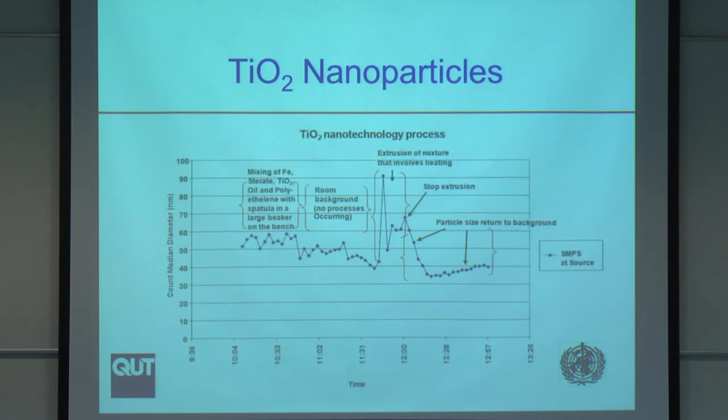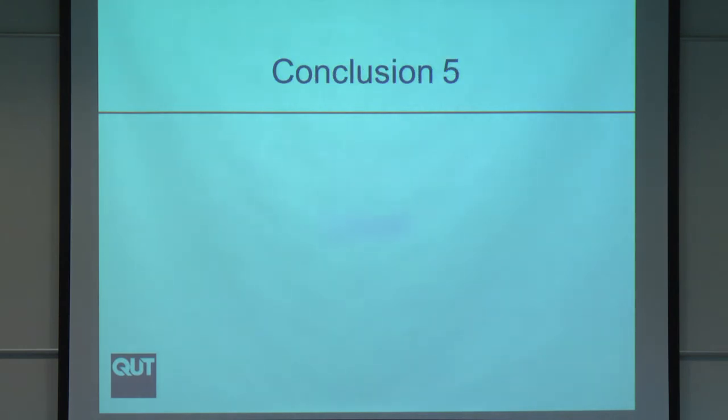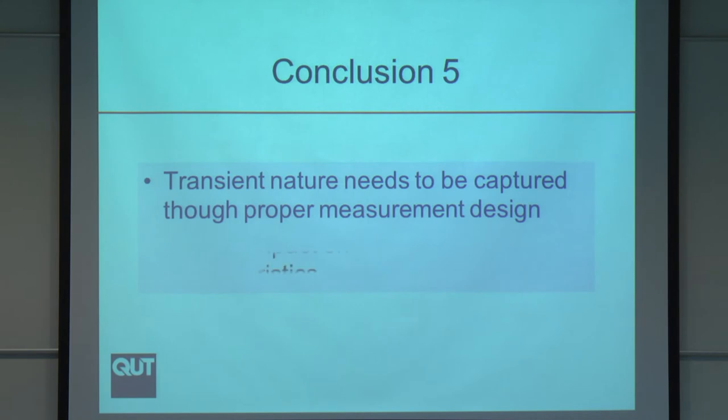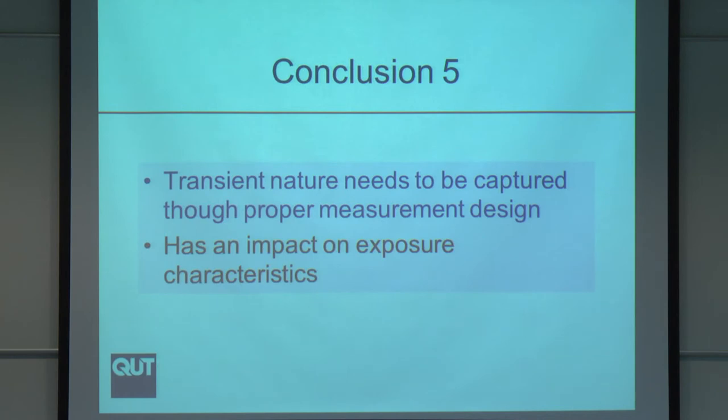The same is shown here in terms of particle count median diameter. The diameter is hovering around 50-something for the outdoor, and occasionally there is a big shift in the diameter because of the process. So conclusion five from here is that transient nature needs to be captured through proper measurement testing, and potentially has an important impact on exposure characteristics.